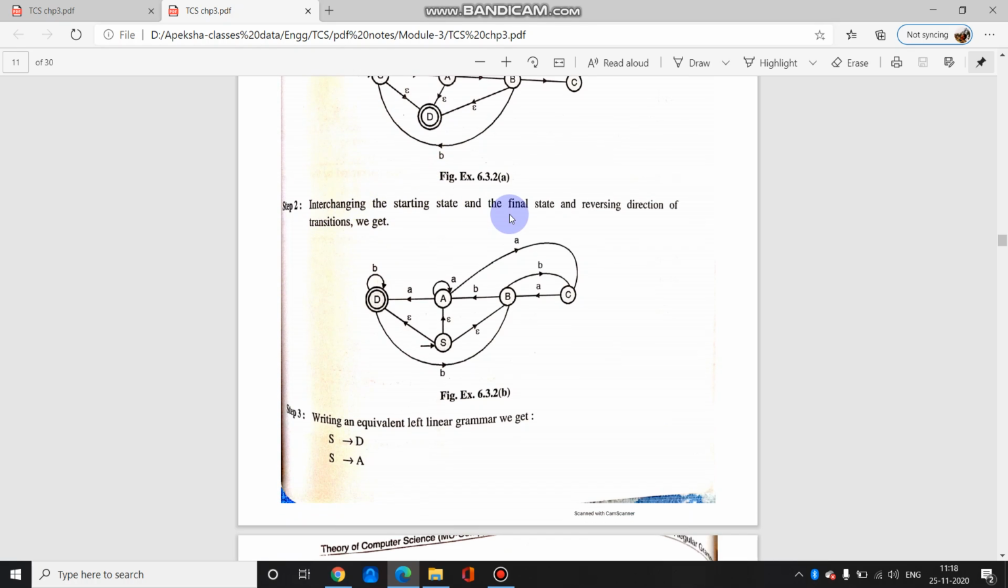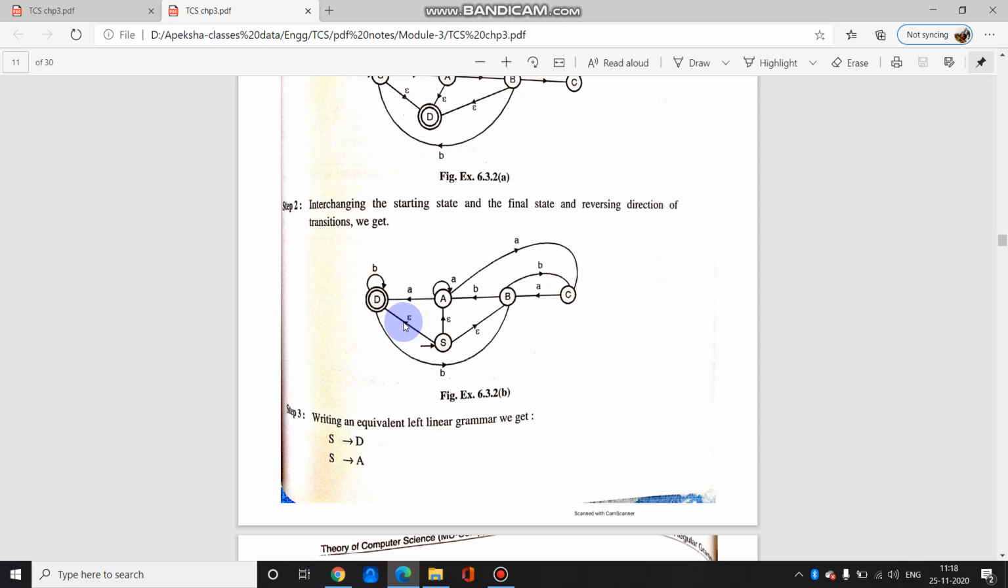Now interchanging the start state and the final state. Now if you see, this is the start state, this is the final state. So now you have interchanged the position, also you have reversed the direction. So once you are done with that, next you can simply write what is अपना left linear grammar.